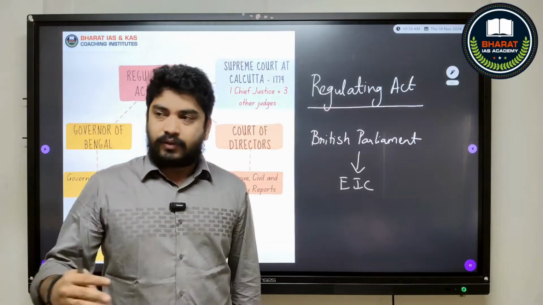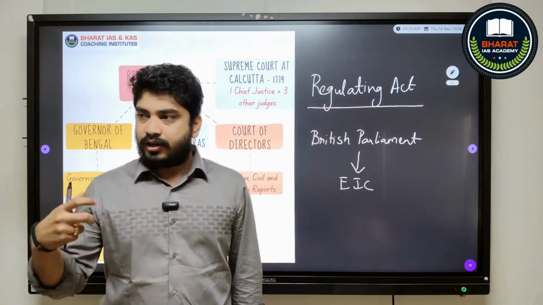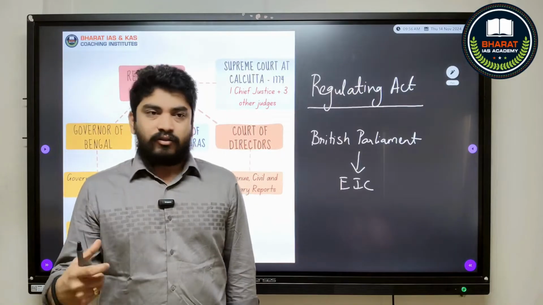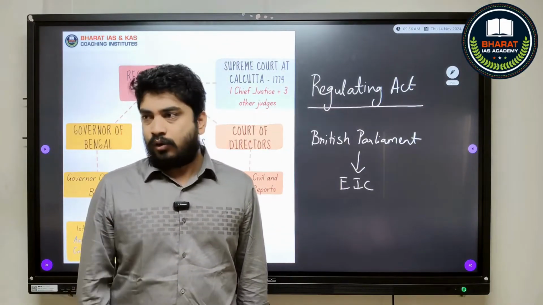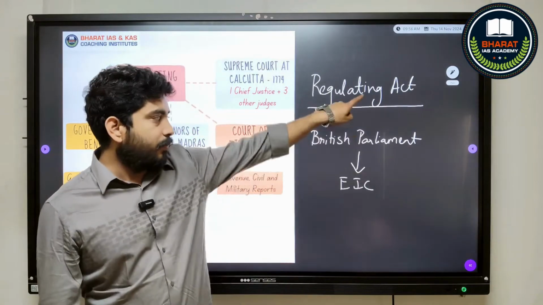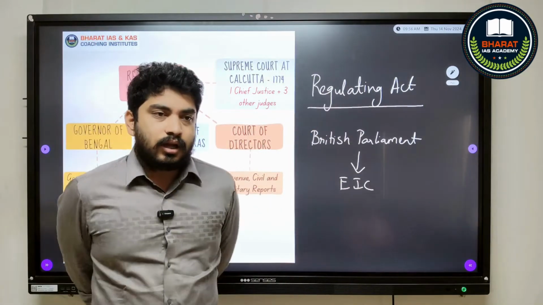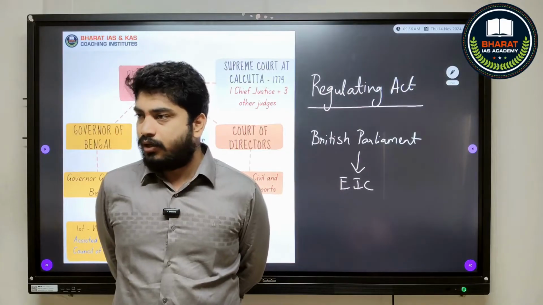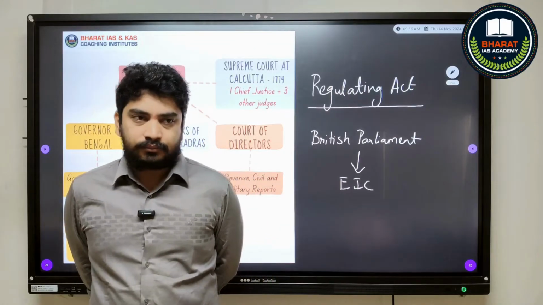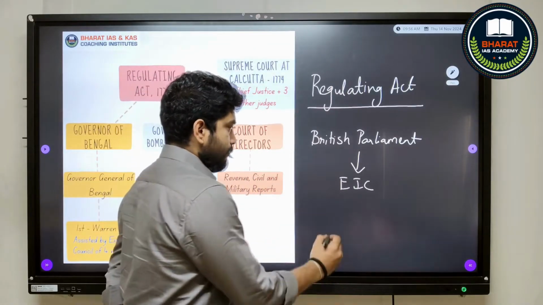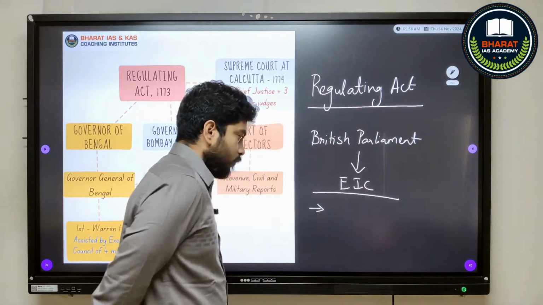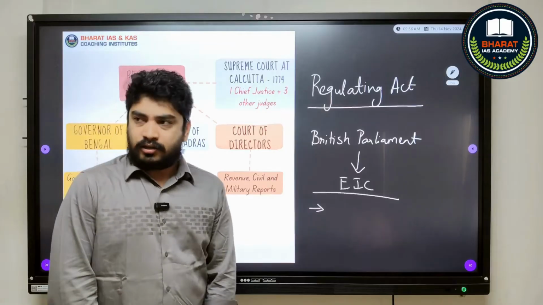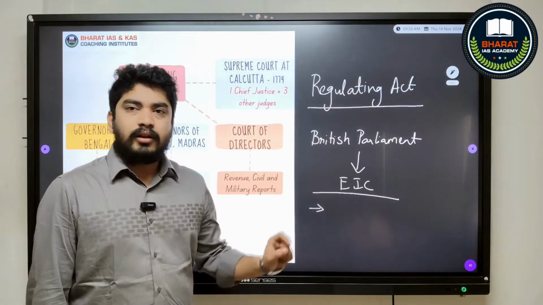Because it was functioning from 1765, right, as an administrative unit. Correct, after the Battle of Buxar, it is functioning as an autonomous administrative unit also. So why did the British Parliament intervene in the administrative affairs of the company is the question. Any answers? Before, when the East India Company came, right? So it performed only commercial purposes. No. See, let us see what are the reasons behind regulating this.